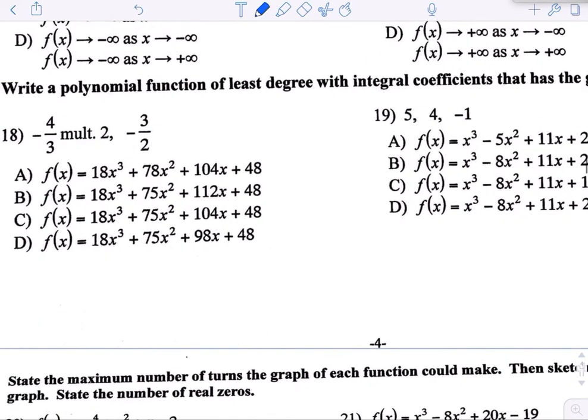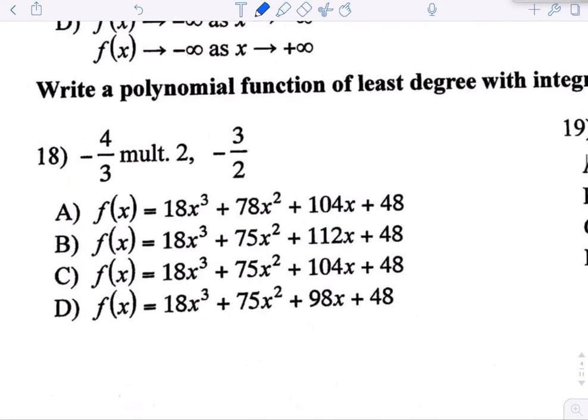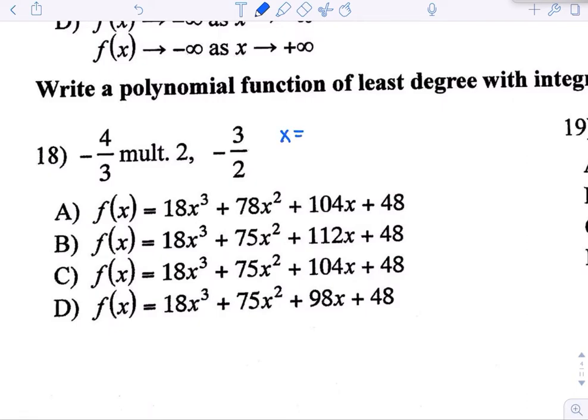Alright, so here's 18, you guys. So we know that these are zeros. So we got x equals negative 4/3, x is equal to negative 4/3. It's twice because it says multiplicity of 2, which means there's 2 zeros at that location. And x is equal to negative 3/2.